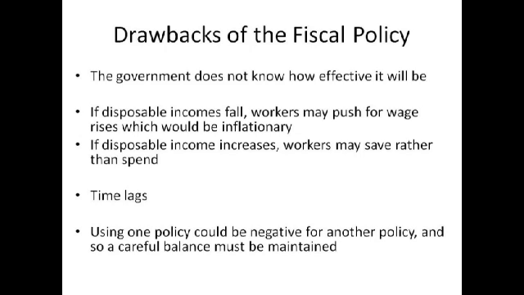They'll push for the wage rise because they've not got as much disposable income, therefore they can't afford more. So they want to be able to buy the same products they could buy before, so they'll be like, oh, we want more money, so they'll try to get a wage rise. But if disposable income increases, workers might actually save rather than spend, so it's not actually helping to form a multiplier effect and increase employment and economic growth and stuff.